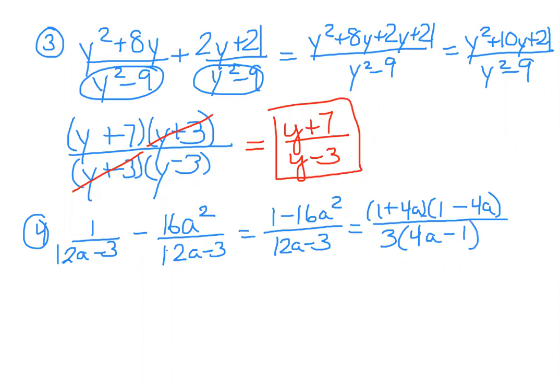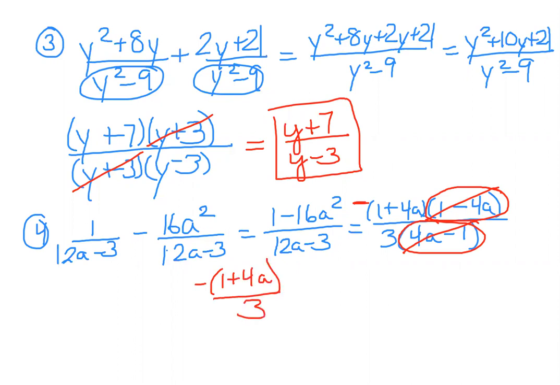What can we cross off? Can we cross off 1 minus 4a and 4a minus 1? We can, only if we put a negative out in front. So we're left with negative 1 plus 4a over 3. And we can distribute that negative and write it as negative 1 minus 4a over 3. And there's our answer for number 4.